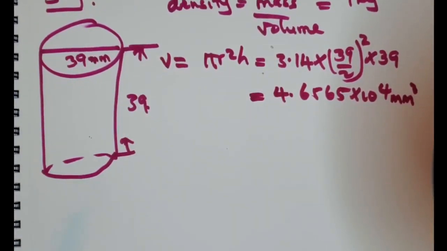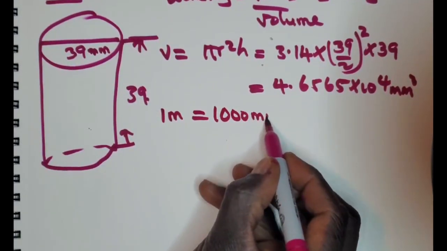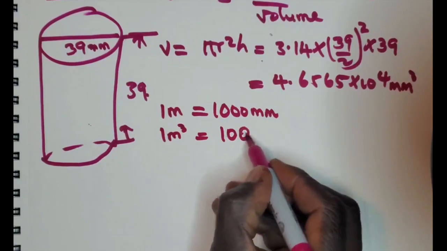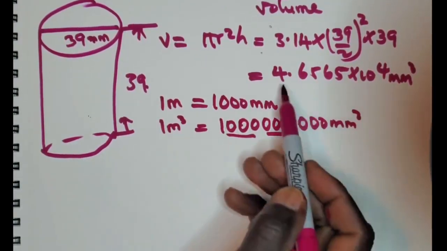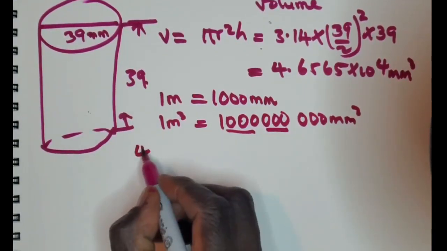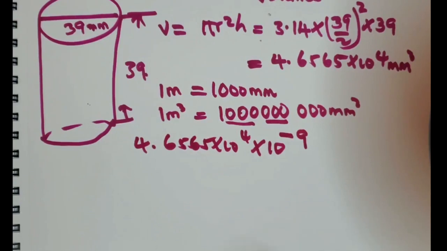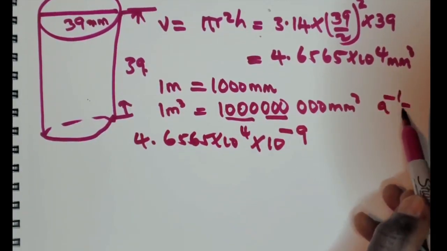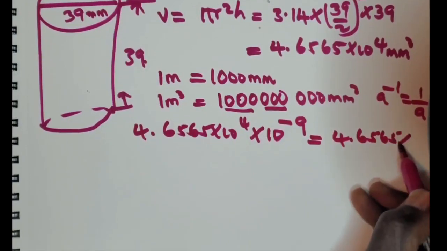Now this one is in millimeters, so we want to convert it into meters. The conversion is as simple as we all know it: 1 cubic meter is 1 billion cubic millimeters. So multiply it out. Now we have 10^-9 there, so you have 10^-5. So multiply out.